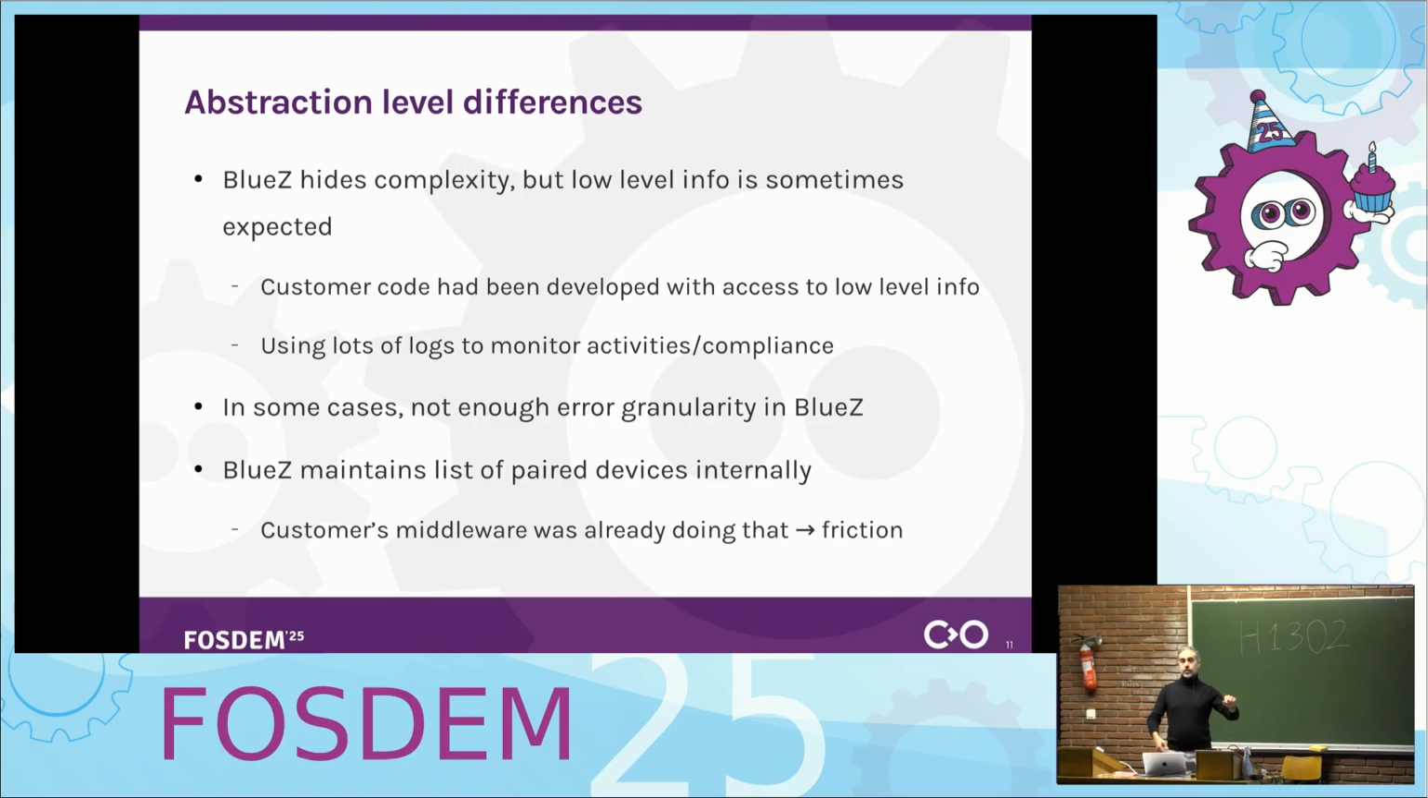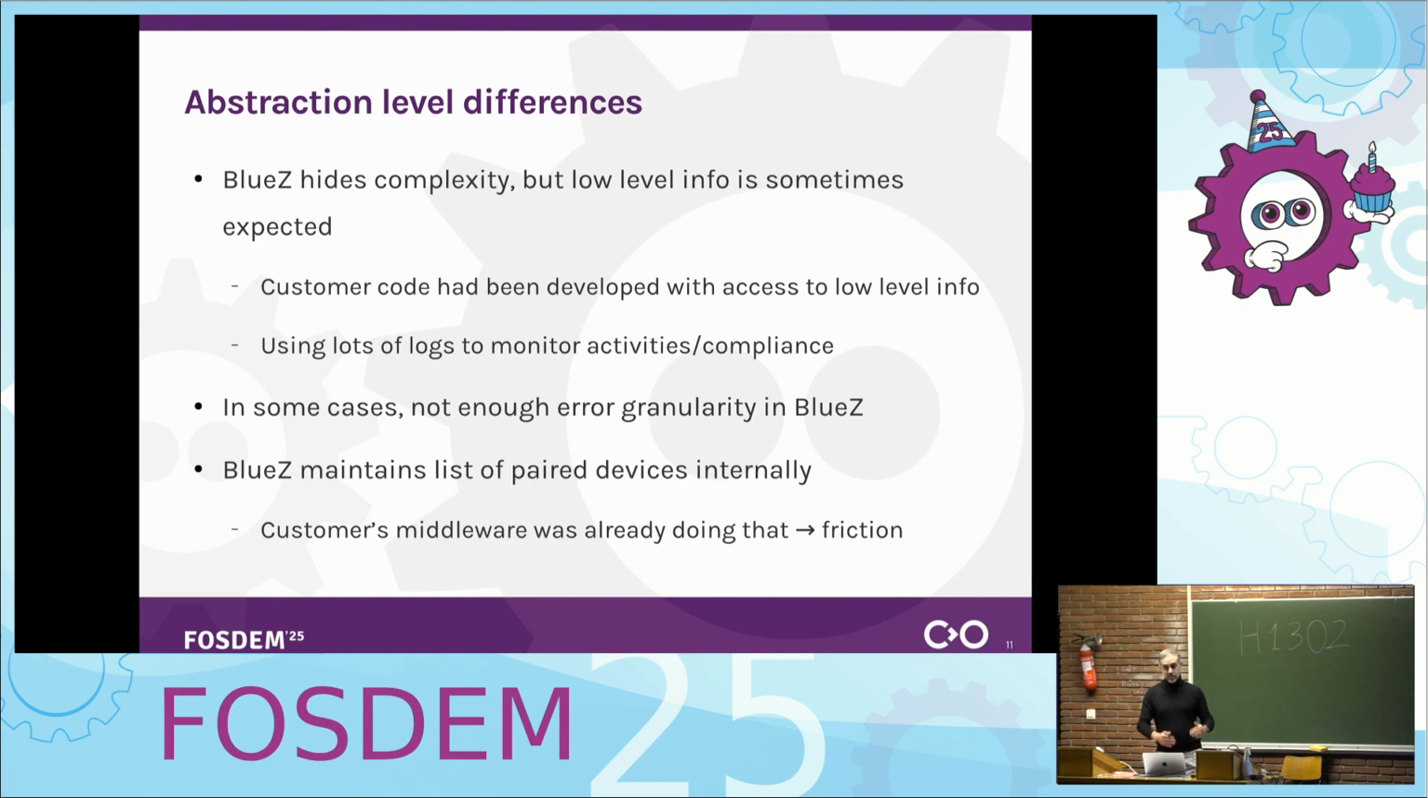Sometimes there's not enough error granularity in BlueZ as well. So one use case that I can remember is you have a phone that disconnects, and BlueZ says it disconnected. But why? There can be a number of reasons why it disconnected. It could be because the user just disconnected it manually. It could also be because the phone went out of range. And these are different use cases, but there is no such information given in BlueZ. While there was in the other stack.